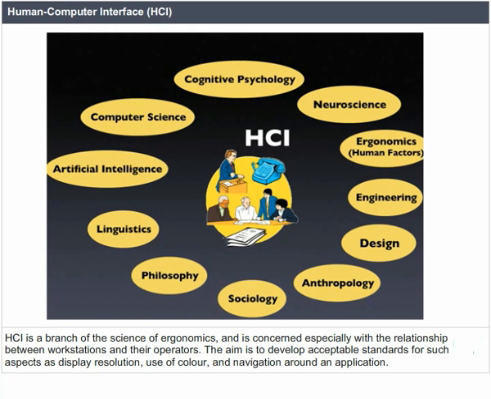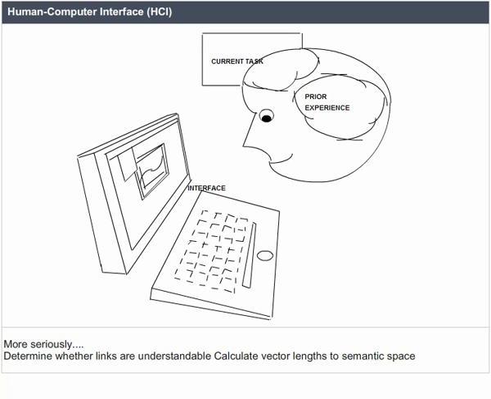HCI is a branch of the science of ergonomics and is concerned especially with the relationship between workstations and their operators. The aim is to develop acceptable standards for such aspects as display resolution, use of color, and navigation around an application. More seriously, determine whether links are understandable, calculate vector lengths in semantic space.